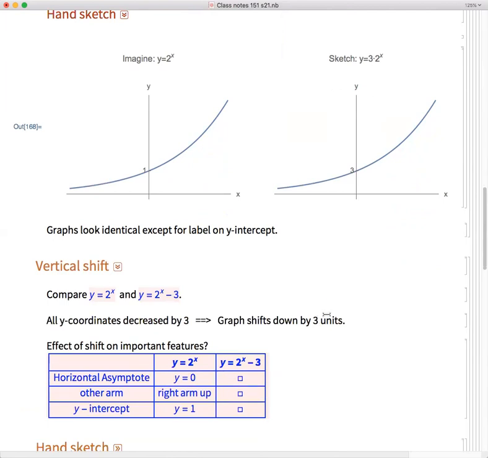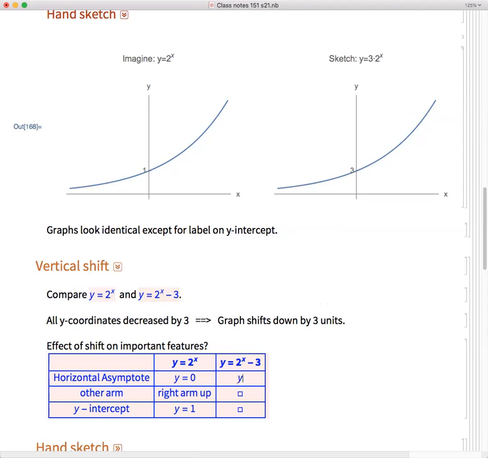Exponentials. Your book considers some others like horizontal flipping and horizontal scaling, but the last one that we're going to look at is vertical shifting. So this happens when we add or subtract a constant from the function. So when we compare 2 to the x and 2 to the x minus 3, well, in the second graph, all of the y coordinates are going to be decreased by 3, and that's going to shift the graph downward by 3 units. So we just, again, focus on the important features.